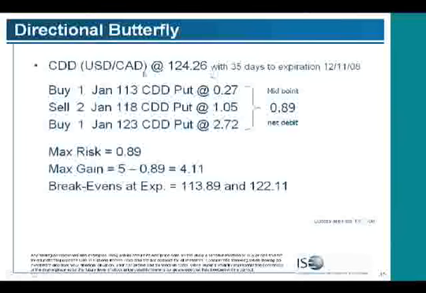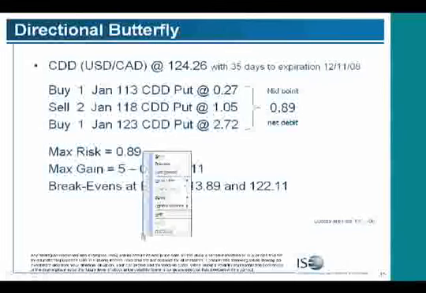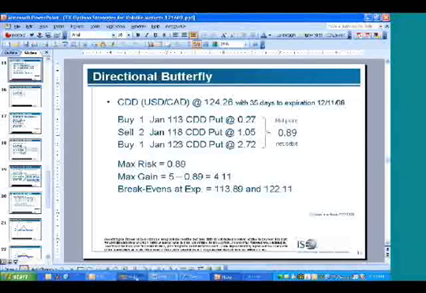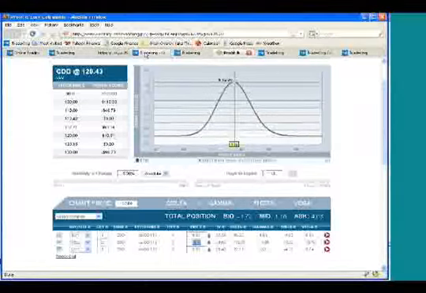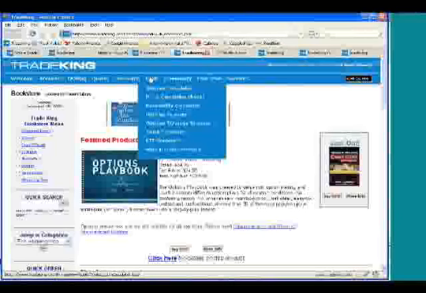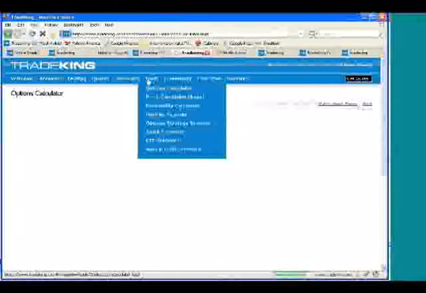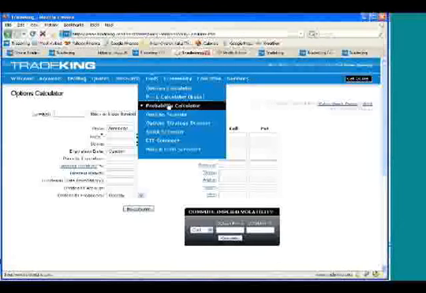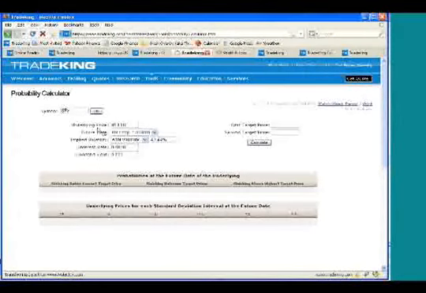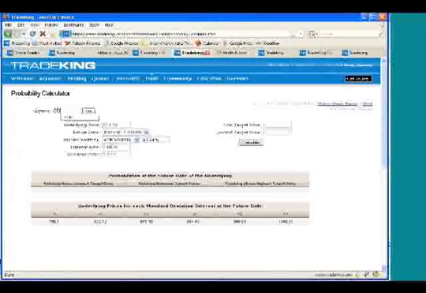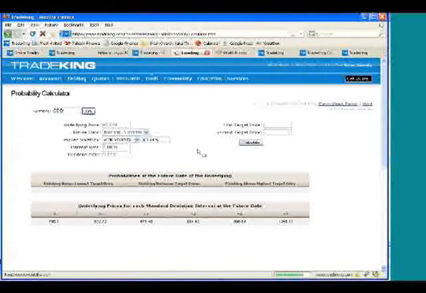So I like the concept, in volatile stocks, of doing directional plays using butterflies, and I like to center this around where a 1 standard deviation move might be, somewhere fairly close to that. I want to make sure that it can make that move. I don't want to go much further than that. And in TradeKing, we have a very simple calculator that will help you figure this out. It's not our options calculator, it's called our probability calculator.